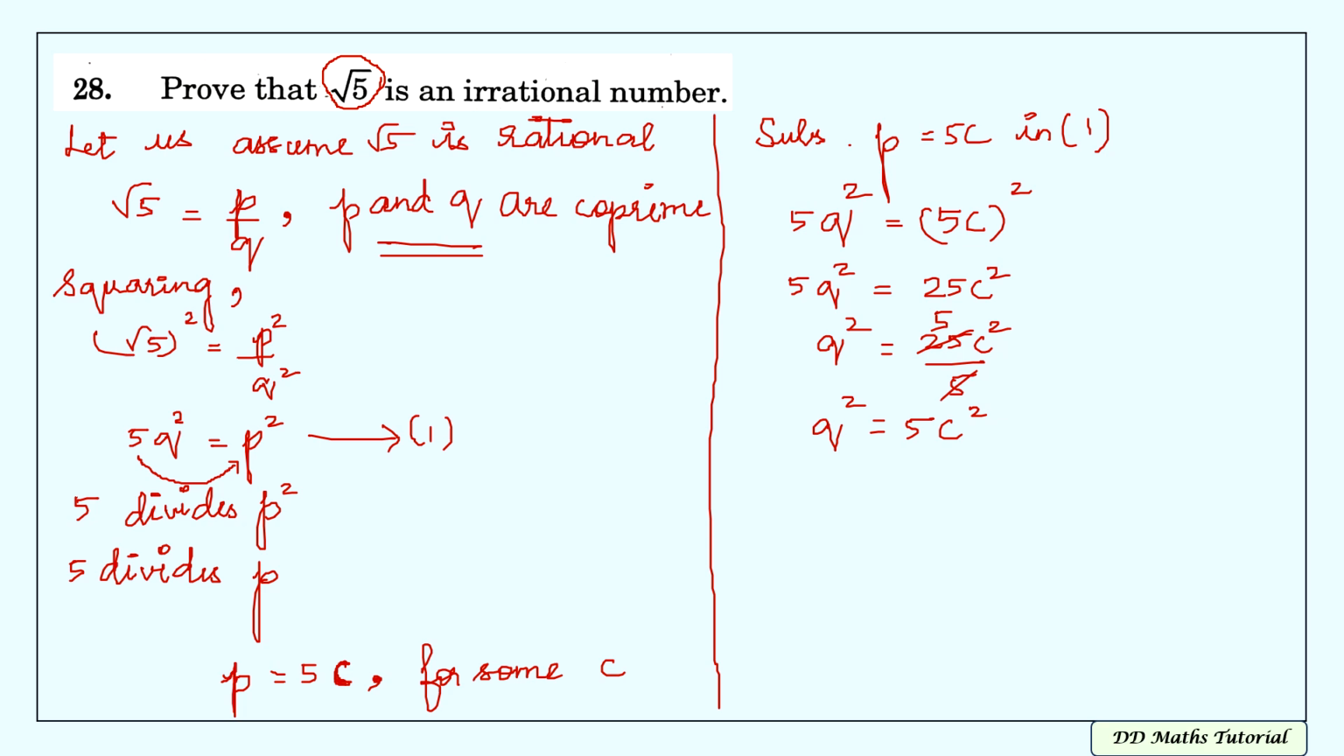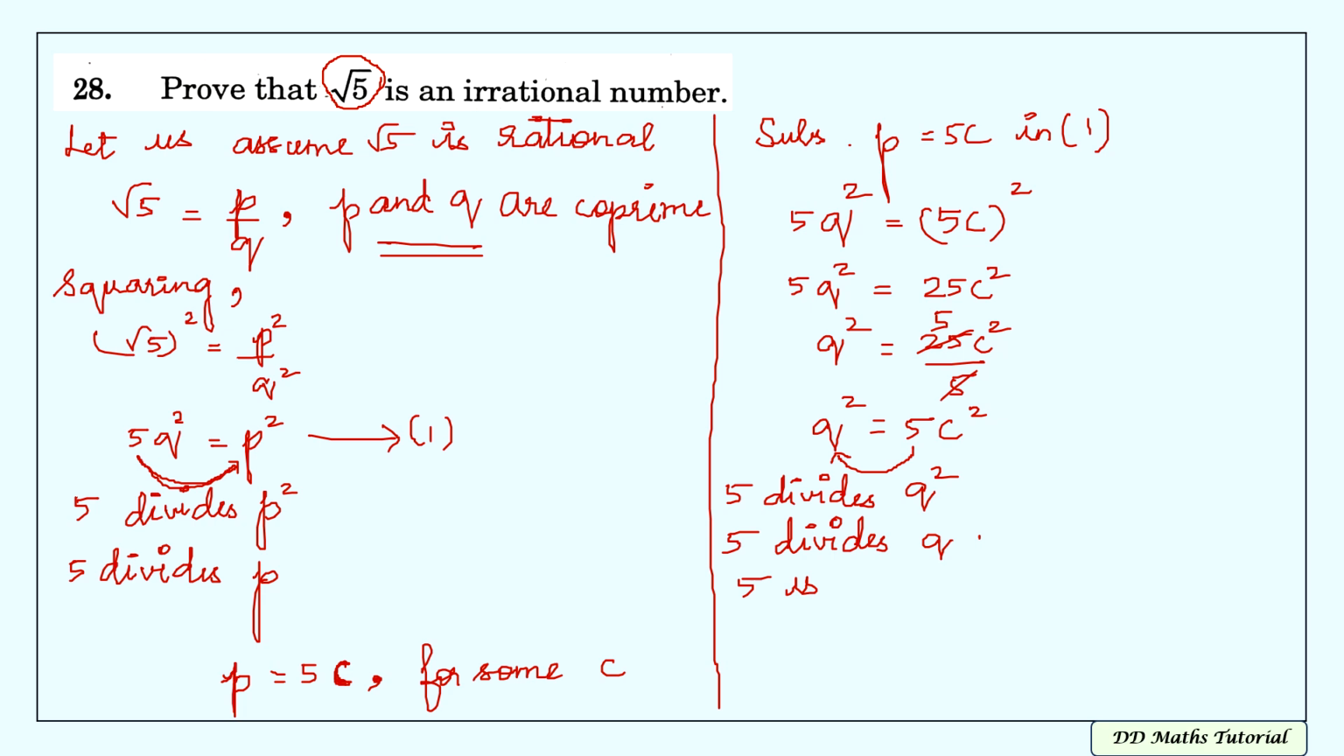Look at this one: q square is equal to 5c square. The same way we have 5q square is equal to p square. From this one we concluded 5 divides p. The same way we can conclude here that 5 divides q. So at first 5 divides q square, then 5 divides q. So this says 5 divides p as well as 5 divides q. This says that the HCF of these two numbers is not 1. It is some other number, which is 5 here. So it is going to be a contradiction.